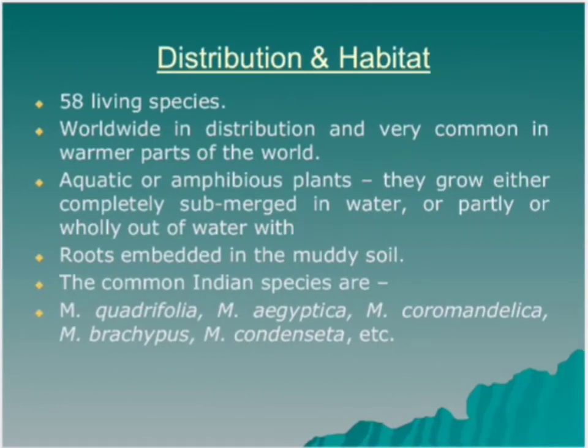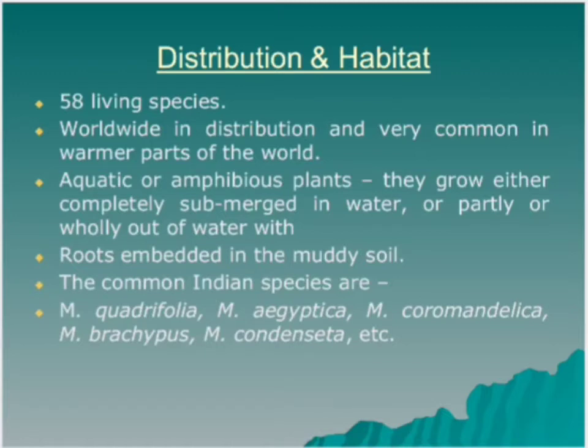Distribution and habitat of Marsilia. The genus Marsilia comprises about 58 living species. The genus is worldwide in distribution and is very common in warmer parts of the world. The species of Marsilia are aquatic or amphibious plants. They grow either completely submerged in water or partly or wholly out of water with their roots embedded in the muddy soil.